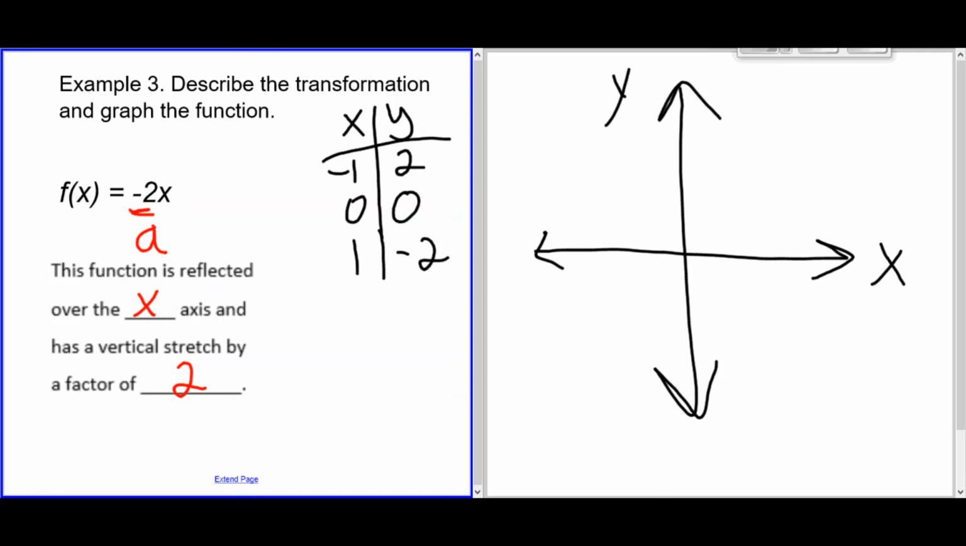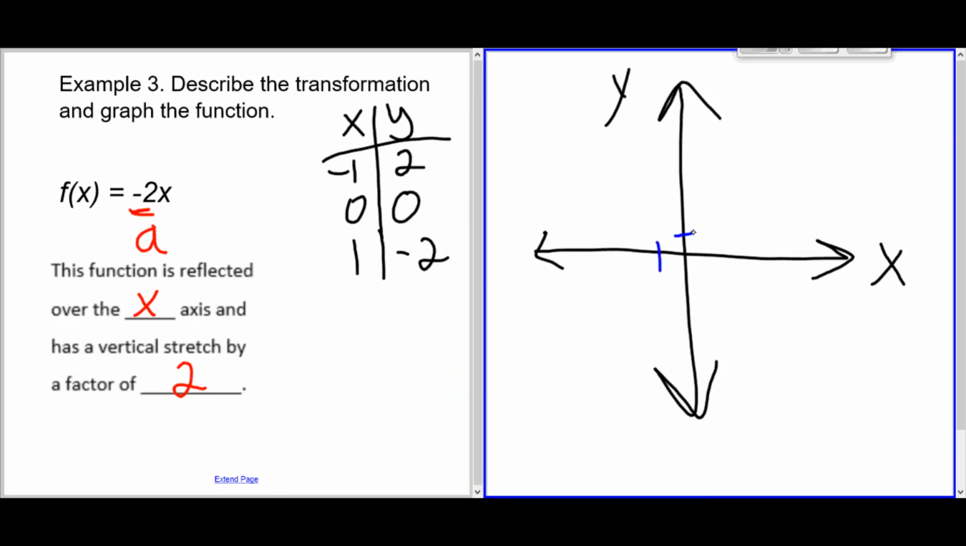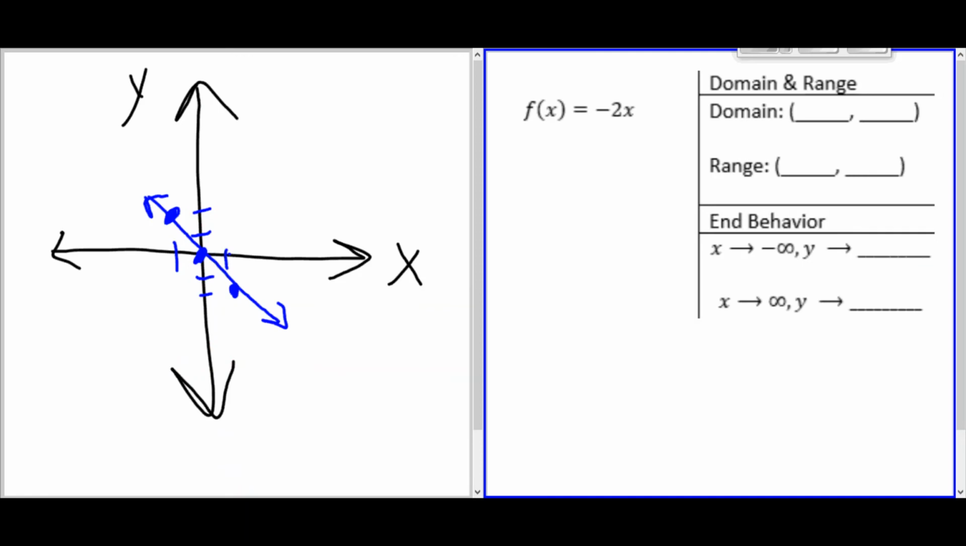So I'm just going to plot each of these ordered pairs on my graph. So (-1, 2), (0, 0), and (1, -2). And then I'm just going to connect those 3 dots. So here is my function. So pause the video if you need to finish copying this.